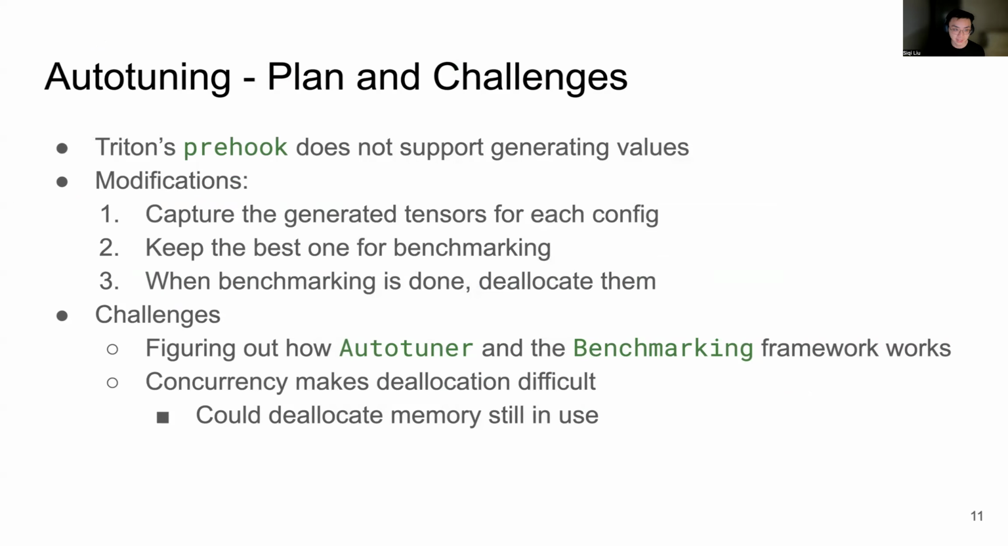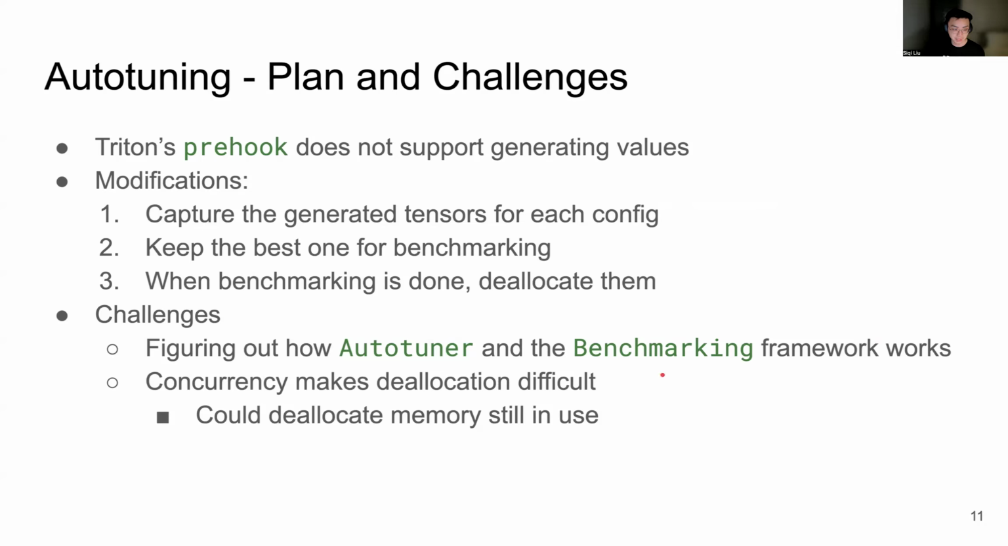So here's the plan and challenges. The biggest challenge that we have is Triton's pre-hook actually does not support generating new values, which is exactly what we want to use it for. This means we need to have some modifications. So the three big ones: first, we need to be able to capture all these generated tensors for each configuration. We want to keep the best one for benchmarking. And when this is done, we want to be able to deallocate basically all the generated stuff from the pre-hook, so we don't have any memory leak when we go on to benchmark other matrix sizes in the future.